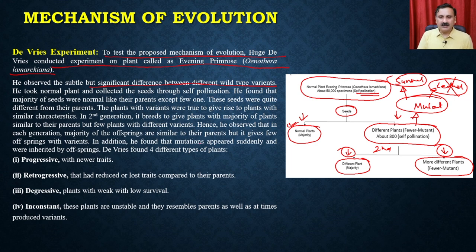So what he said is that he found that the mutations appeared suddenly and were inherited by the offspring, and De Vries found four different types of plants: progressive, which means the plant with the new traits; retroprogressive, which means the plant has reduced or lost the traits compared to the parent, which means it has gone one generation back; then degressive, so the plant with weak or low survival; and then inconstant. These plants are unstable and they resemble the parents as well as at times produce variations. So you are getting four different types of plants: progressive, retroprogressive, degressive and inconstant.